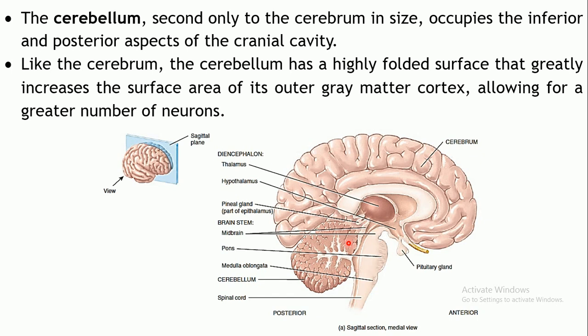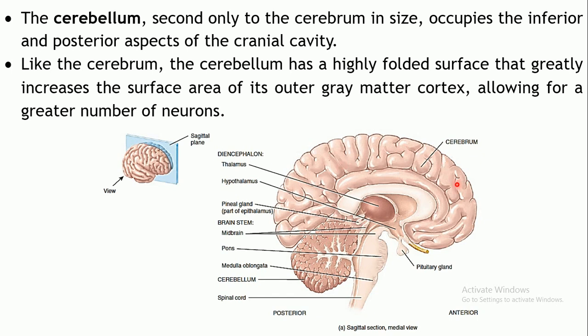Okay, so this particular part, the cerebellum, is only second to the cerebrum when you compare the size and location. If you can see, it occupies the inferior and posterior aspects of the cranial cavity. That is a cavity within the skull into which the brain fits. So it occupies the posterior and inferior aspects of this cavity. This is the posterior side, that's the anterior side. So this particular part lies slightly towards the posterior end and towards the inferior side.